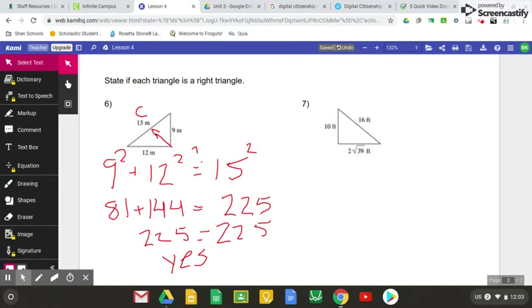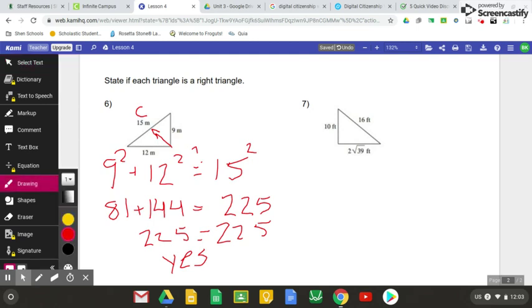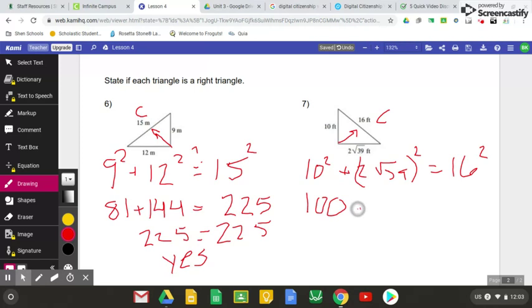All right, we'll go ahead and do 7 together. Same thing here. That's about where it should be, so my C is going to be that 16. So here I go. 10 squared plus 2 radical 39, whole thing in parentheses, squared equals 16 squared. So now I type this in. 10 squared is 100.